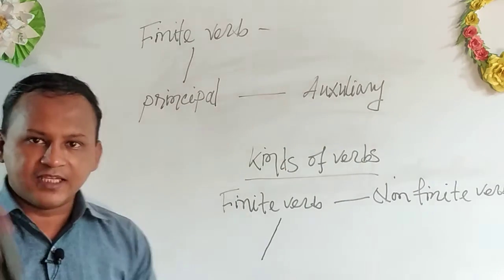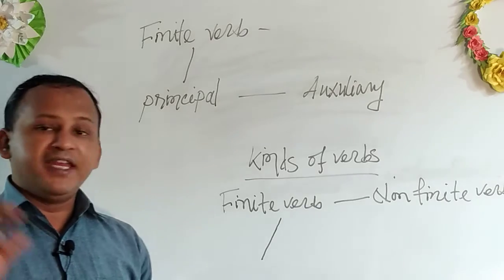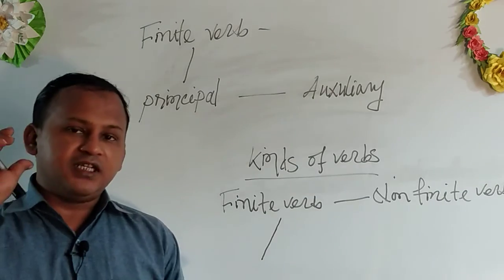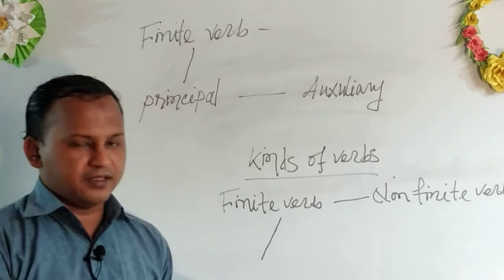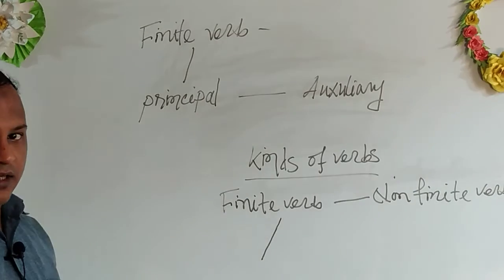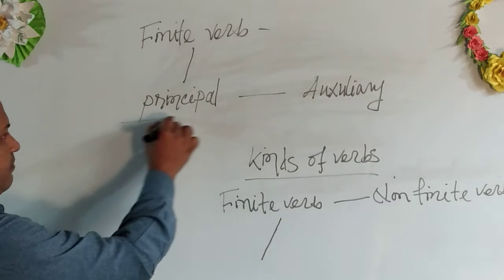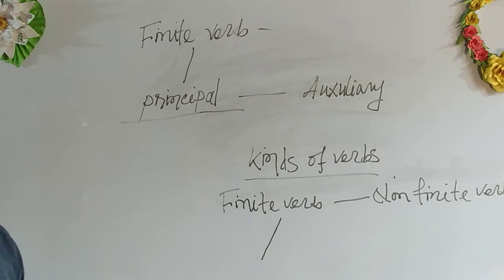You know this as a principal verb. This is called the main verb. It is used for action, and it has its own work, its own action, and it is the position of the sentence. This is called the principal verb. And another is the auxiliary verbs.